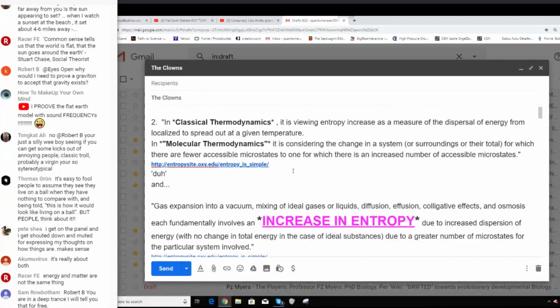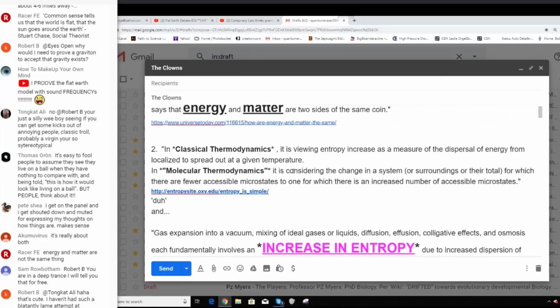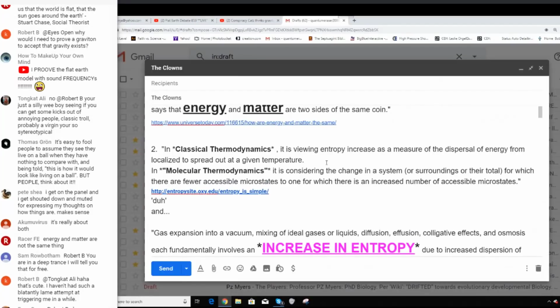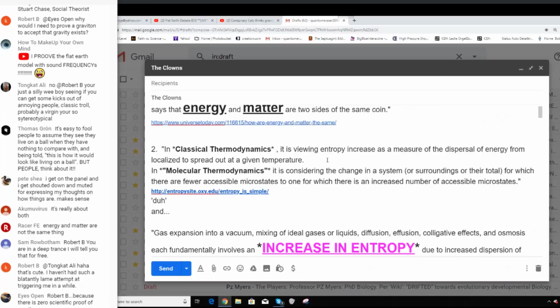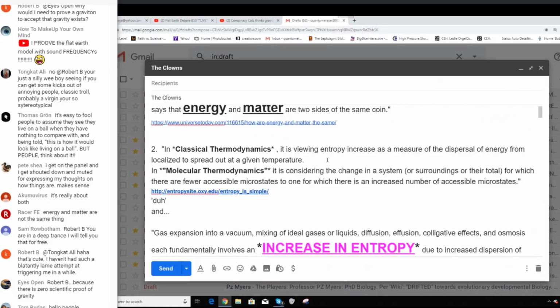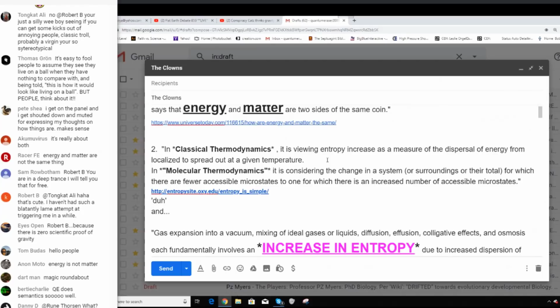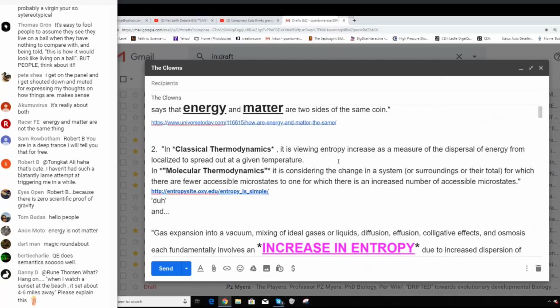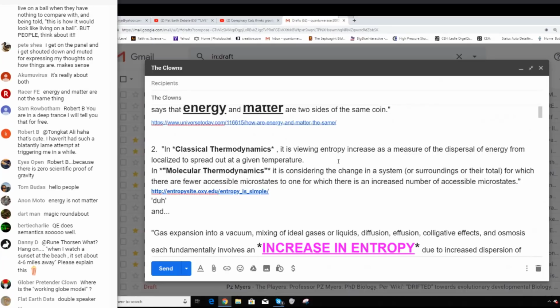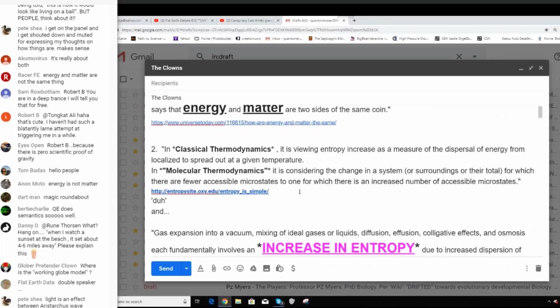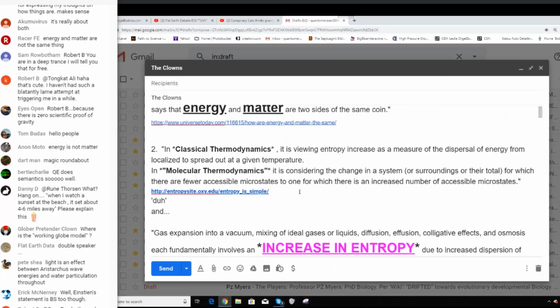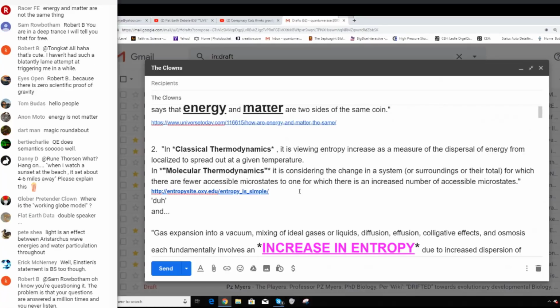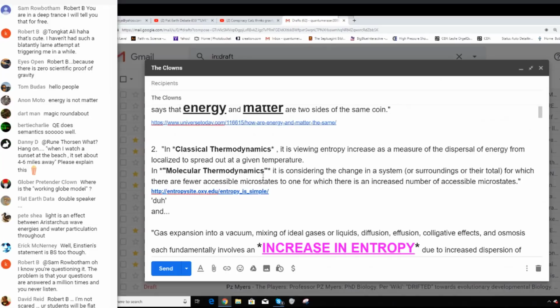Number two, from the entropy site .edu: In classical thermodynamics, it is viewing entropy increase as a measure of the dispersal of energy from localized to spread out at a given temperature, right? In molecular thermodynamics, it is considering the change in a system or surroundings or their total, for which there are fewer accessible microstates to one for which there is an increased number of accessible microstates. I mean, don't you know this?